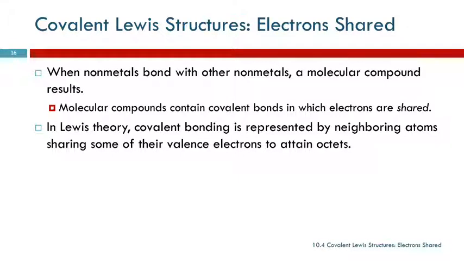Okay, so that was ionic bonds, covalent bonds. Here the electrons are sharing. When we have two nonmetals together, they're both trying to get electrons. Neither of them is willing to give up electrons. We can't form any ions. So what's going to happen is they're going to share. So we represent covalent bonding by neighboring atoms sharing some of their valence electrons, and they're going to do that in a way that gives them an octet.